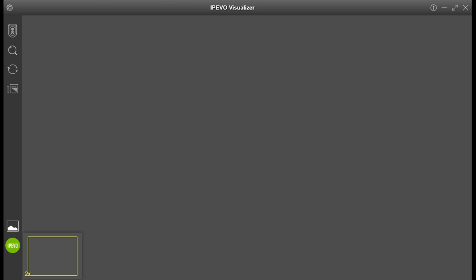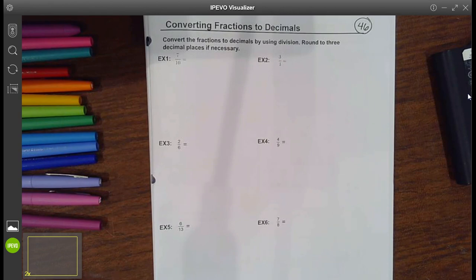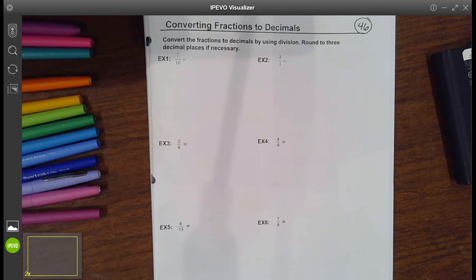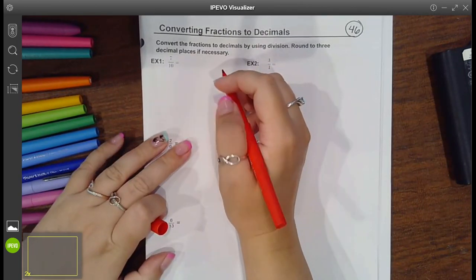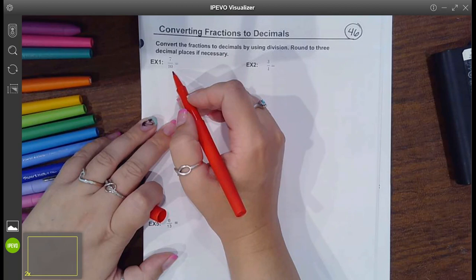Hello, my little mathematicians. Today, I'm going to help you change a fraction to a decimal. All right, you ready for this? Okay, what always works is you take the numerator, the top number, and divide it by the denominator.